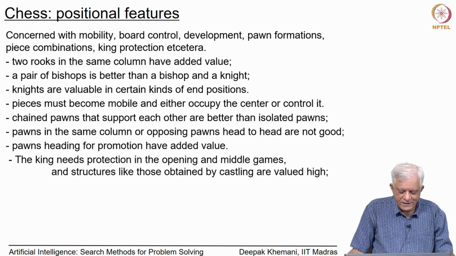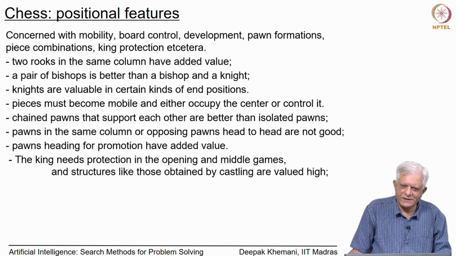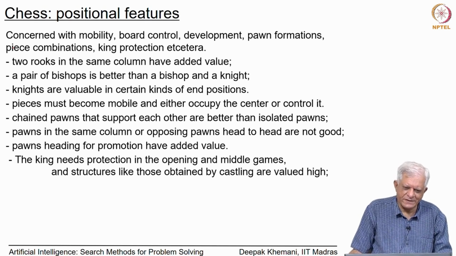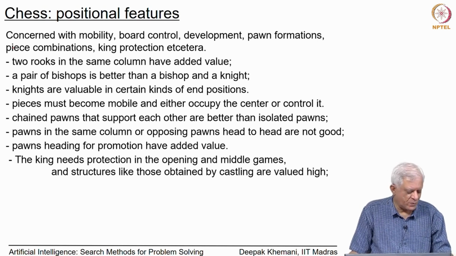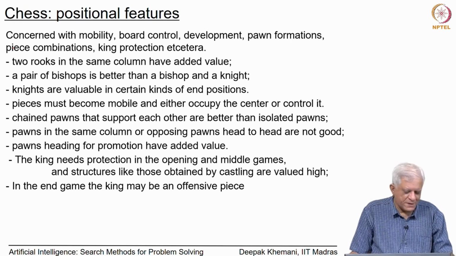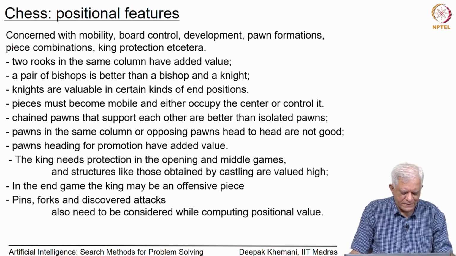The king needs protection in the opening and middle games. A focus of chess openings is to first secure the position of your king, and there are various strategies that people use, like castling, and these give high value to board positions. But in the end game, when the number of pieces is small, the king may be an offensive piece and has a different value. A constrained king may not be good, but a freely moving king may be good. Things like pins, forks and discovered attacks are also considered while computing positional value. We will look at forks in a moment.